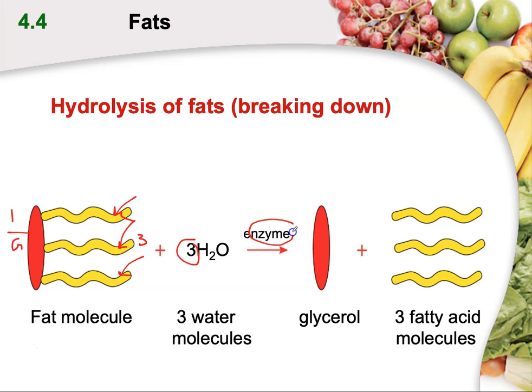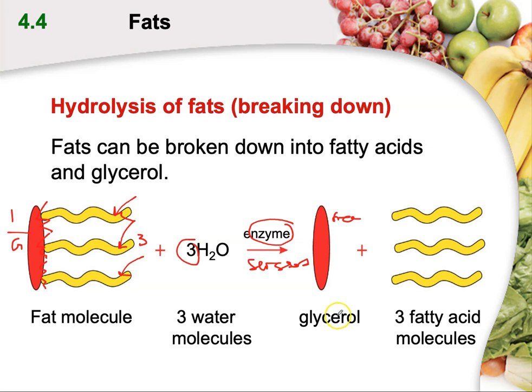Now you see this enzyme again. Remember Miss Lee said this enzyme is a pair of scissors. So what these scissors will do is break all the chemical bonds. And because it breaks all the chemical bonds, now all these are basically free. They are already detached from the glycerol molecule. Now this is known as hydrolysis.